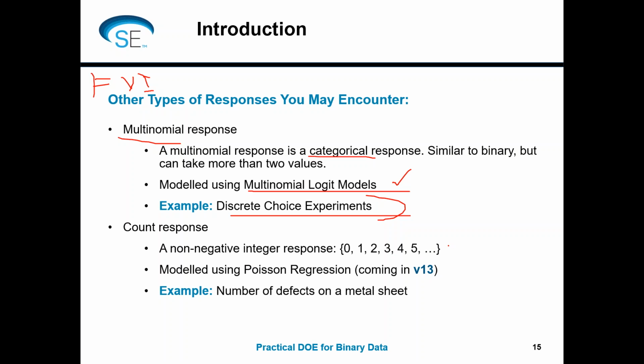You could also see a count response. This is semi-related, so something that's like a 0, 1, 2, 3, 4. So it's a whole number that needs to be at least 0. So something like how many times you need to pull the string to start up the weed whacker. That's obviously going to be a 1, 2, 3, 4, 5. This would be modeled using Poisson regression, which is already in version 13. Another example would be the number of defects on a metal sheet. It could be 0, but it's got to be a count, and it needs to be a whole number.